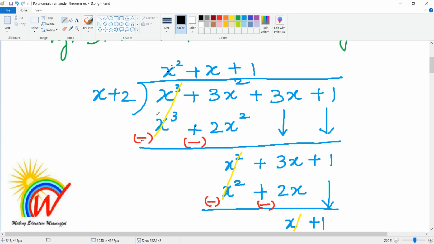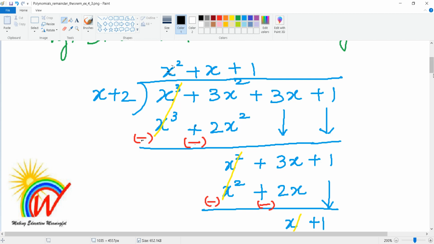Now when I do this, the x cube and the x cube can be cancelled. x cube minus x cube is 0, so I can cancel it. And then 3 minus 2 is 1. So 1 I need not write it. So it's 1x square. I need not write the 1. I simply write x square, okay? Now I pull down the 3x and I pull down the 1 with its respective signs, okay? The 3x will come with the sign over here, that is plus 3x. And the 1 will come with the sign over here.